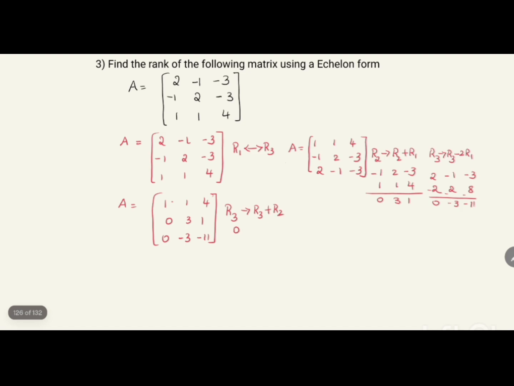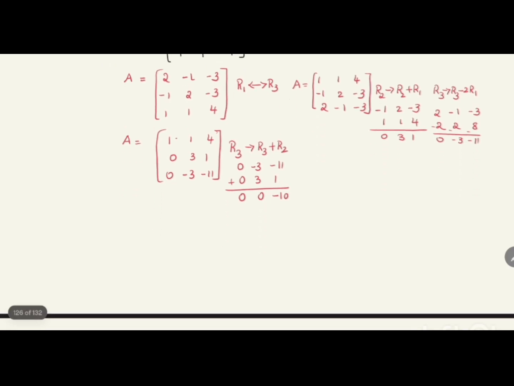What is R3? 0, minus 3, minus 11. What is R2? 0, 3 and 1. So if I add these two, 0, 0 and minus 10. Okay, students. Now, A is equal to 1, 1, 4, 0, 3, 1, 0, 0 and minus 10. Yes. See here, students, the principal diagonal and below this all are made 0. So this is in echelon form.